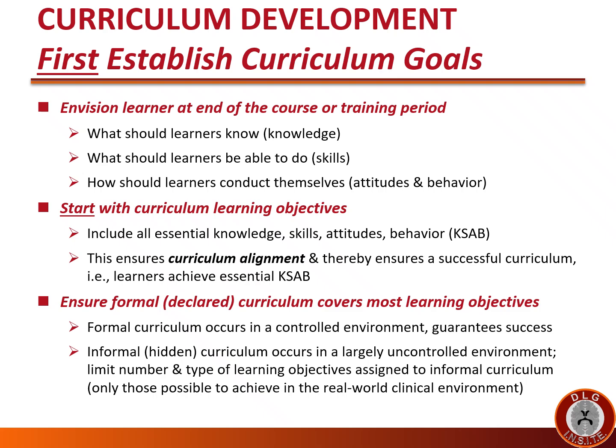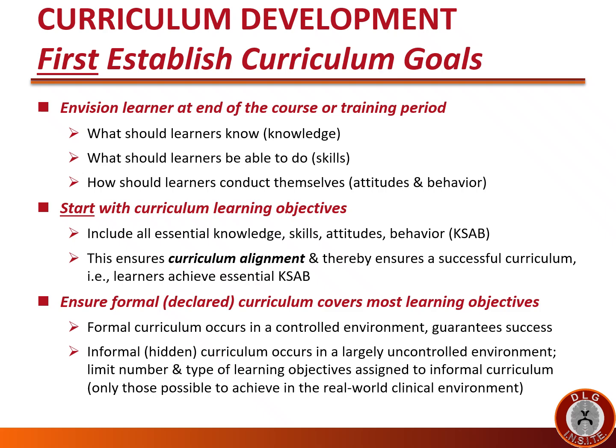And to accomplish this, you must start with curriculum learning objectives and include all essential knowledge, skills, attitudes, and behavior. Doing so ensures curriculum alignment and thereby ensures a successful curriculum. That is to say, the learners will achieve successful, essential knowledge, skills, attitudes, and behavior. If you, as a director, determine that that is their goal and you teach to that goal, they will achieve it.